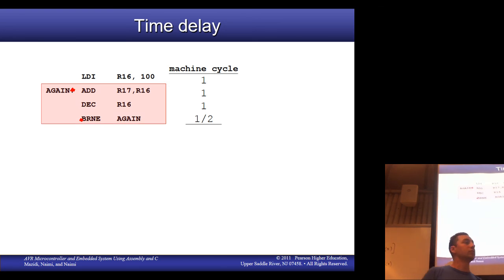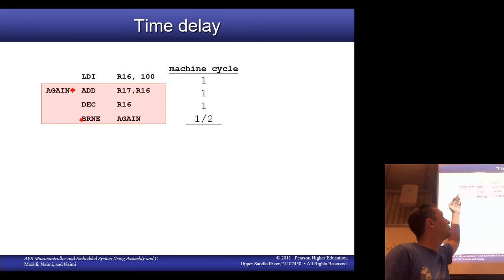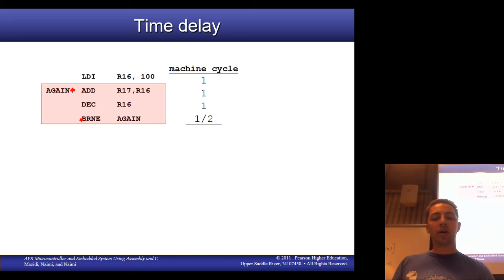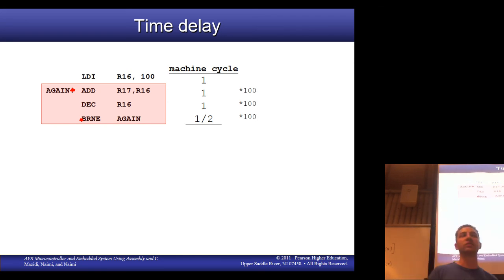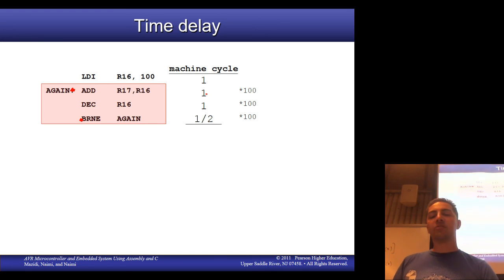The next thing we need to do is analyze how many times this loop is going to execute. 100. Because we used a very simple pattern: load a particular number, decrement, branch if not equal. We know that this is going to execute 100 times. So we take those instructions that are included in the loop, and we multiply their machine cycle time by 100. Now, 1 times 100, that's pretty easy. That's 100. 1 times 100, that's 100.